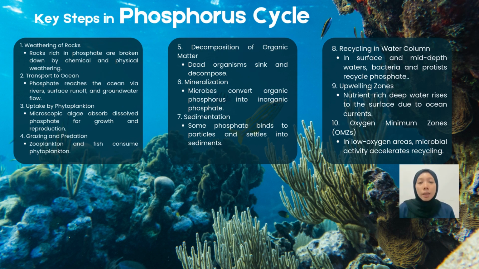When these organisms die, they sink into deeper water where the decomposition of organic matter takes place. Next is mineralization. Microbes convert the remaining organic phosphorus into inorganic phosphates. Some of these phosphates become bound to particles and undergo sedimentation. Not all phosphate sinks. In the water column, phosphate is actively recycled by microbes like bacteria and protists. In upwelling zones, phosphate-rich water is brought back to the surface by ocean currents. Lastly, in oxygen minimum zones, microbial activity becomes even more intense.